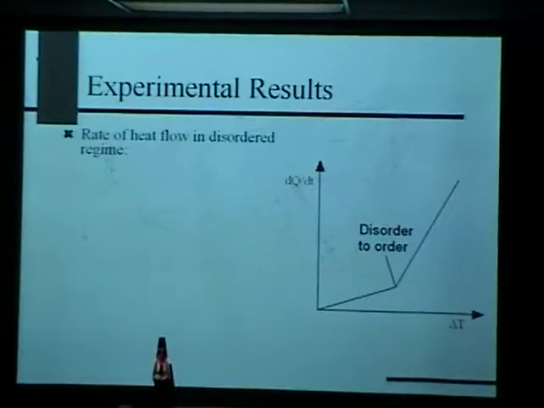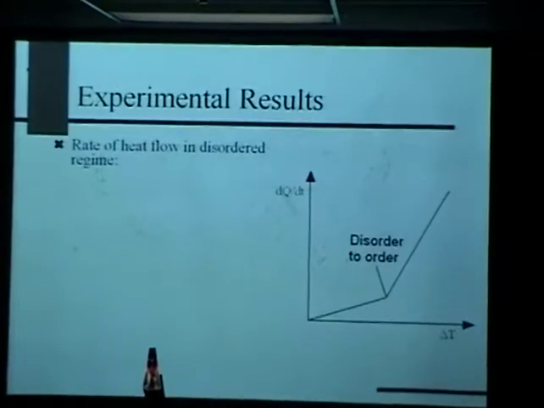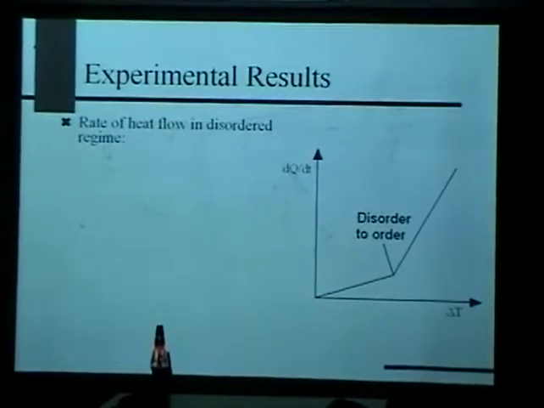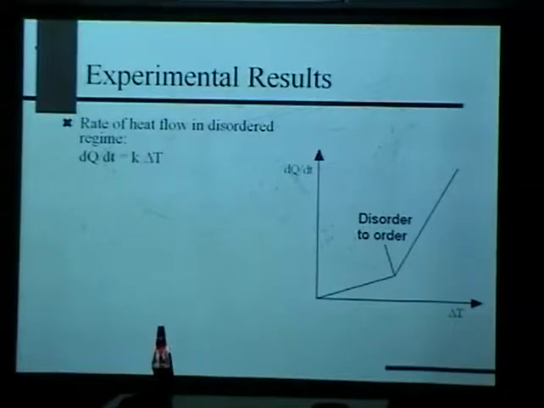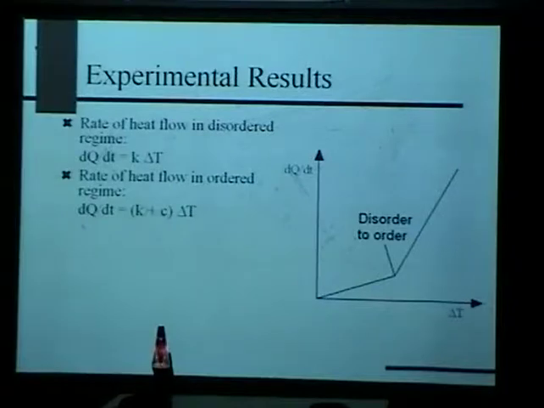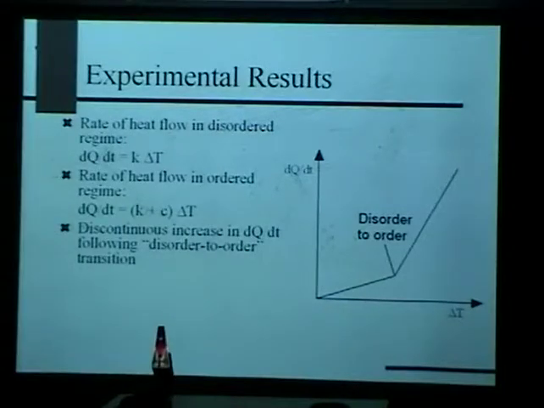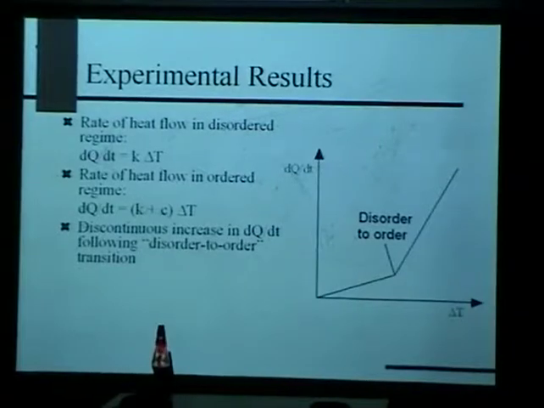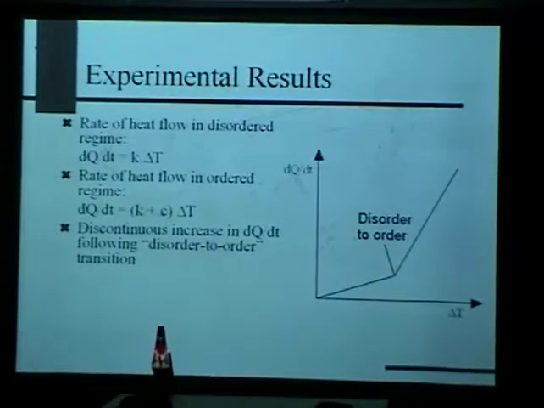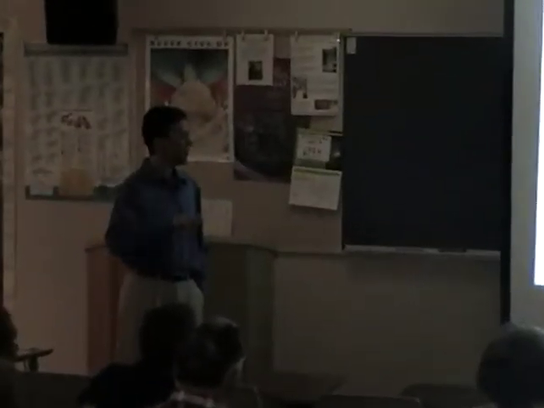If we look at the rate of heat flow in the disordered regime, we could express it with an equation here. This is what a graph of rate of heat flow versus temperature gradient looks like. You see that there's a certain slope to the line here. But when we get into that ordered regime, all of a sudden the slope of that line gets a lot bigger. That tells us there's a discontinuous increase in the rate of heat flow following that disorder-to-order transition. The rate of heat flow suddenly increases dramatically once you have order.